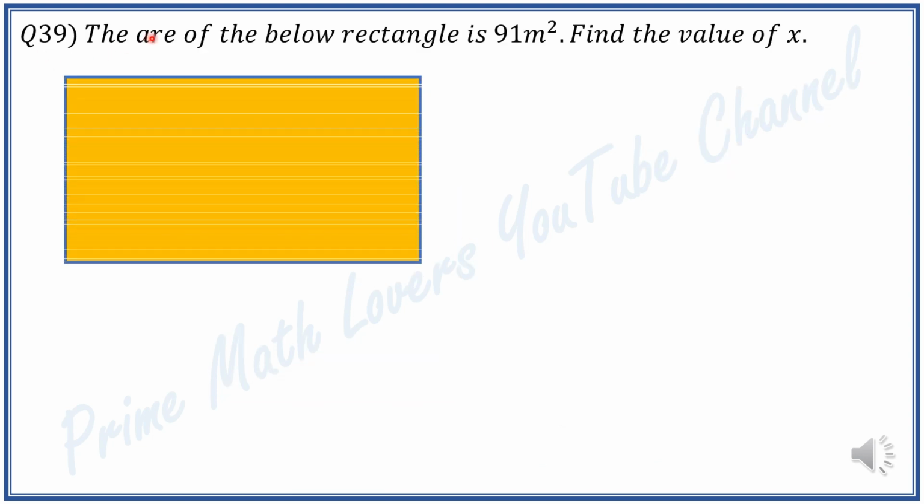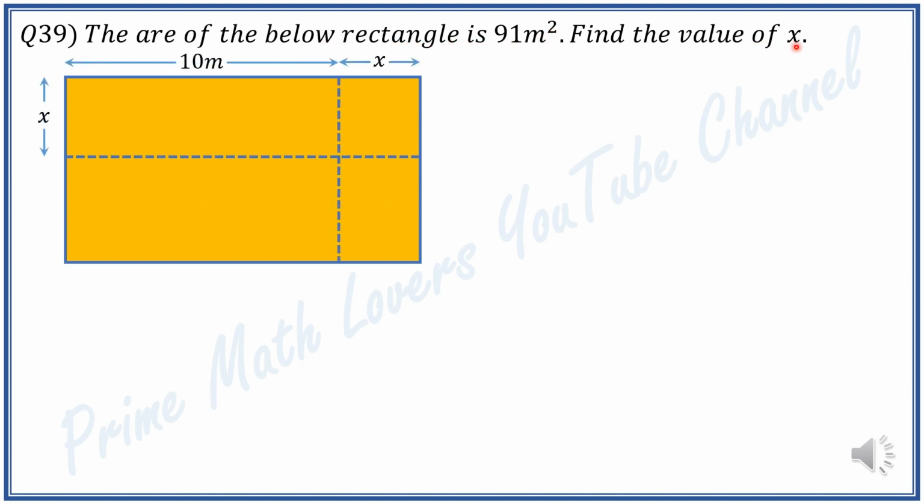Question 39. The area of the below rectangle is 91 square meters. Find the value of x. The length of the rectangle is 10 meters plus x, and the width of the rectangle is 4 meters plus x. To find the value of x, we can set up an equation based on the area of the rectangle.